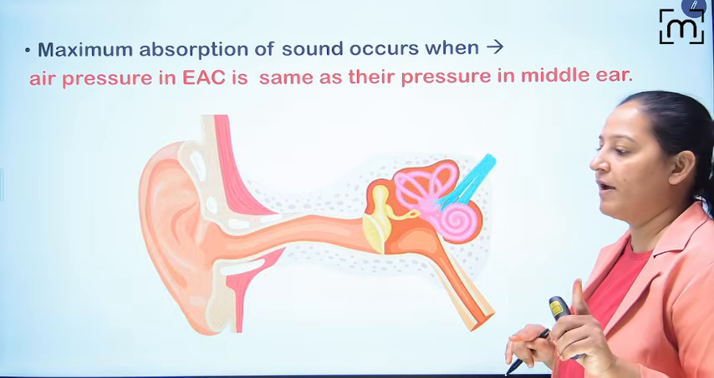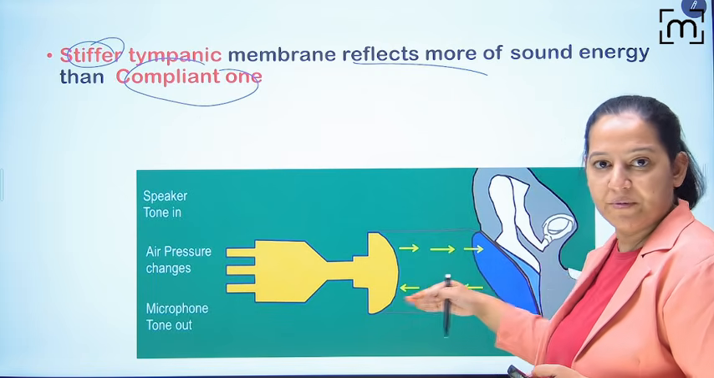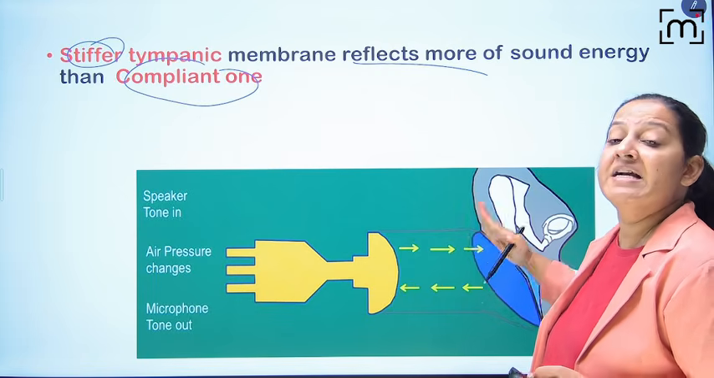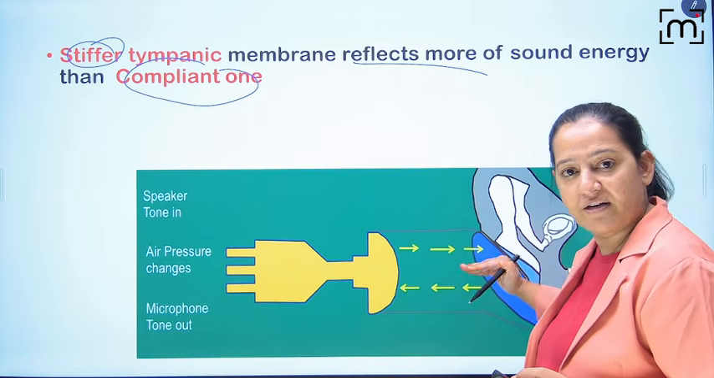Now, one more principle you have to learn. You have to learn two principles. This was the first principle I told you. How much is the absorption and how much is the reflection from the tympanic membrane depends on the compliance of the tympanic membrane, whether it is stiff or whether it is loose.